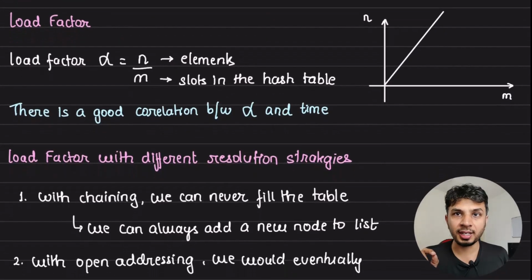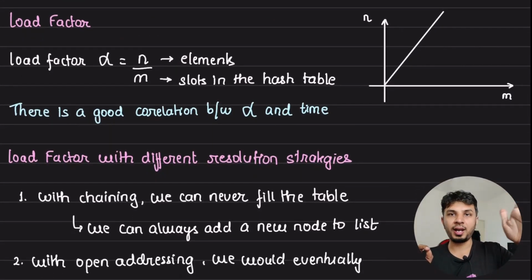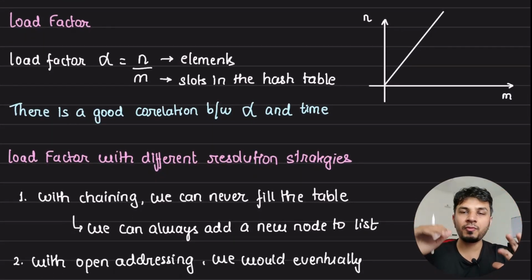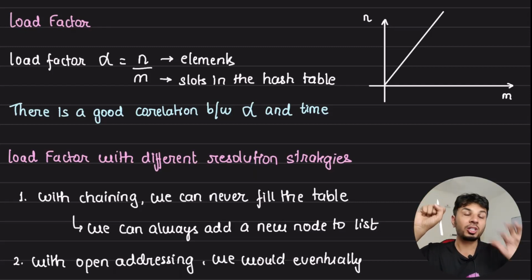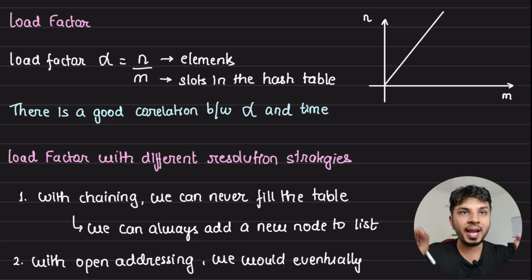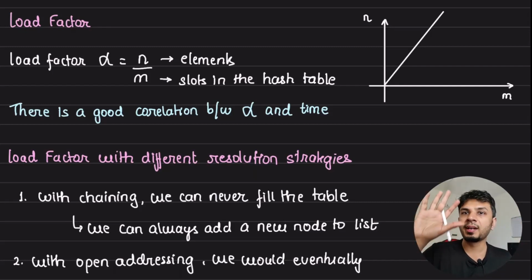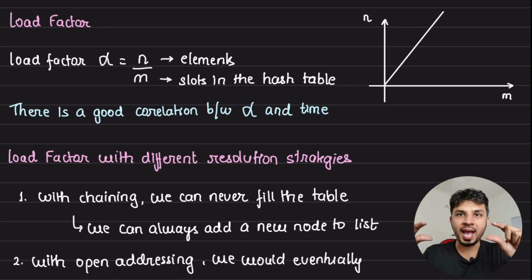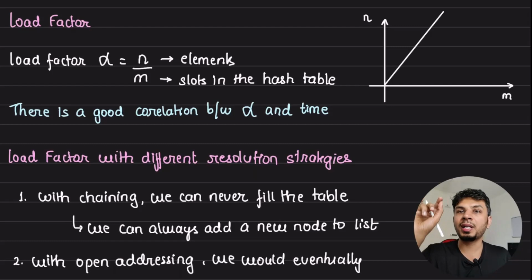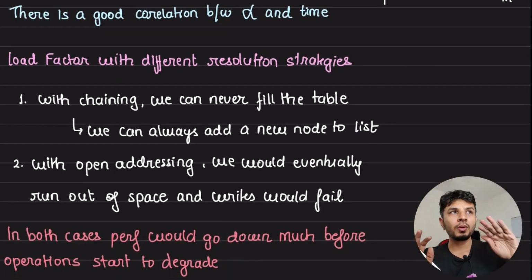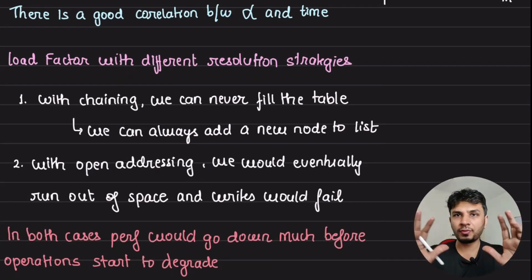So load factor, theoretically, is alpha, which is equal to n upon m, where n is the total number of elements in your hash table, divided by m, the total number of slots in your hash table. So if I'm placing 20 elements in my hash table, where the size of the array is 10, my load factor is 20 upon 10, which is equal to 2. Right? The definition of load factor would not change for each strategy.